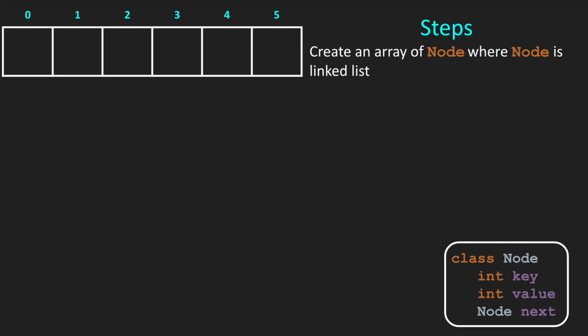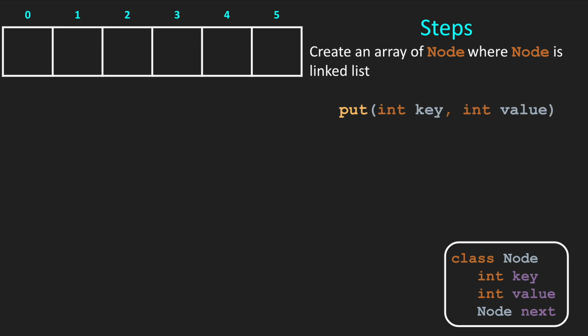So how are we exactly going to implement the hash map? Let's go over it step by step. As a first step, we are creating an array of nodes where node is a linked list. The class node has 3 fields. The first field is a key where we are storing our key. Next one is a value where we're storing our value, and the next, which is pointing to the next node, because it's a single linked list.